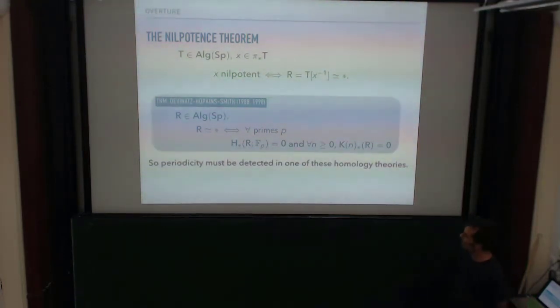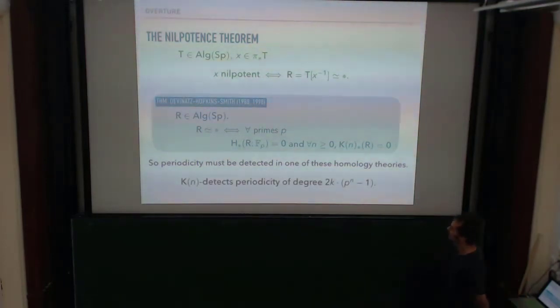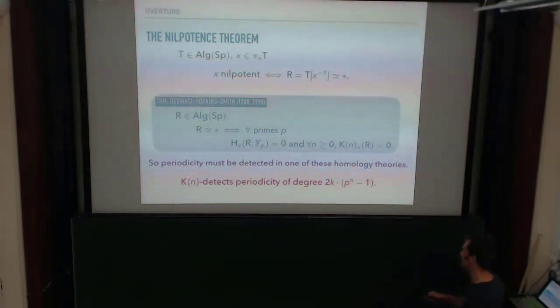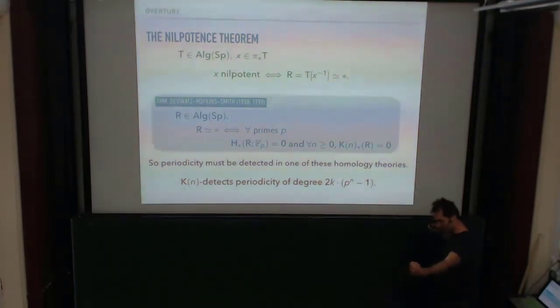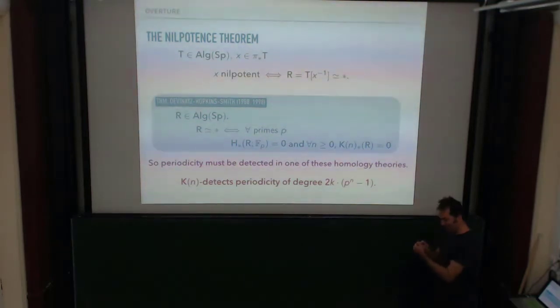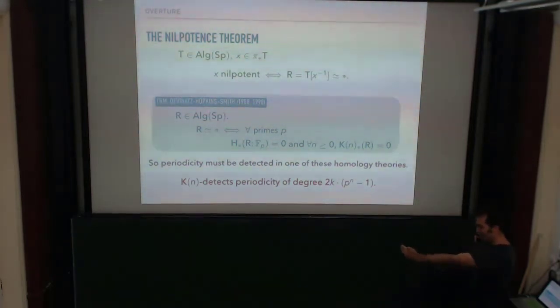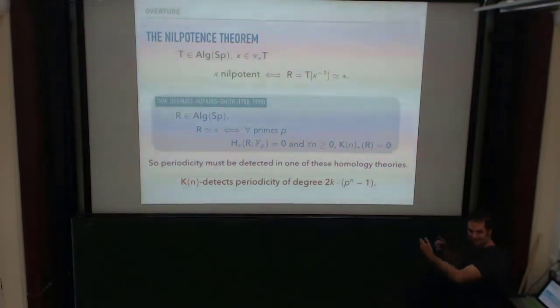So any periodic map should somehow be detected in one of these homology theories. The name Redshift from the title comes from the fact that these K_n detect self-maps of degree divisible by 2 to the p to the n minus 1. So they induce periodic patterns of longer and longer length as n grows. You can think about this as the period getting longer. If you're thinking about a chromatic analogy here, these are more and more red waves going off.